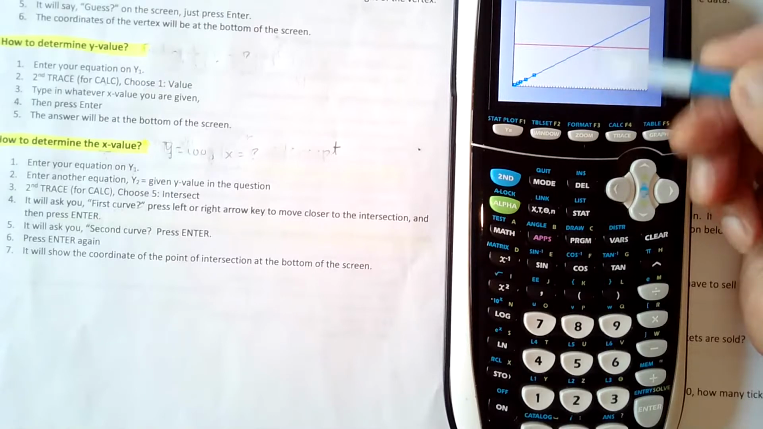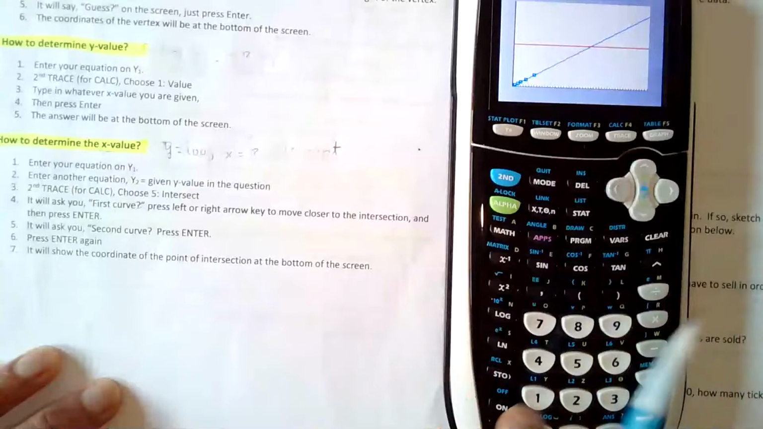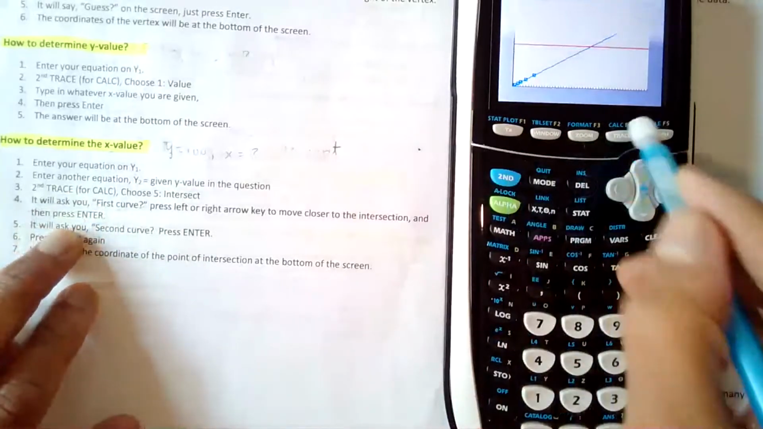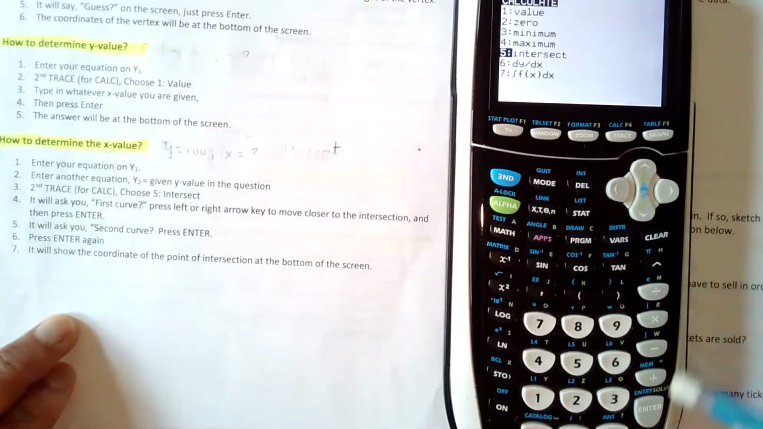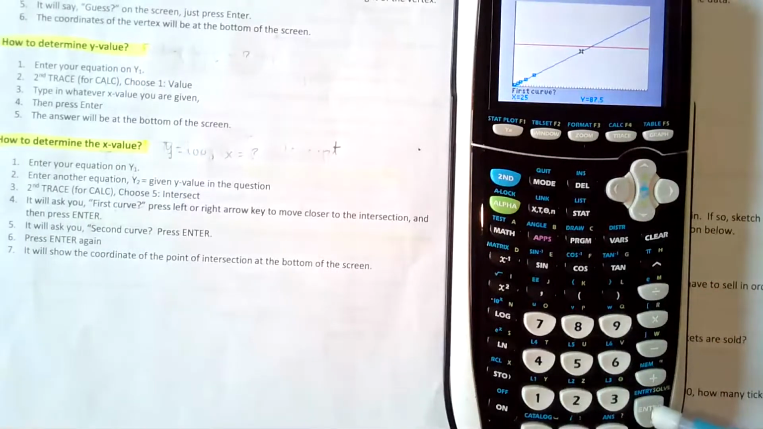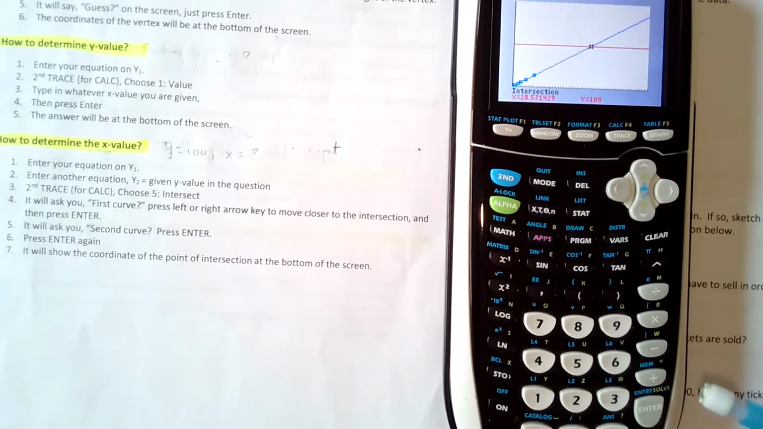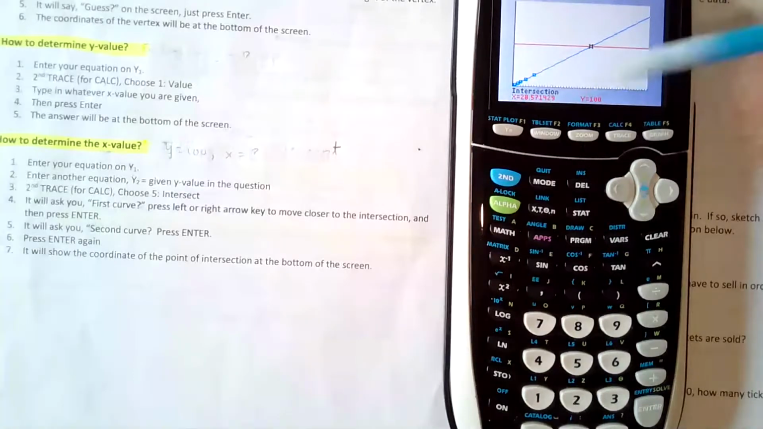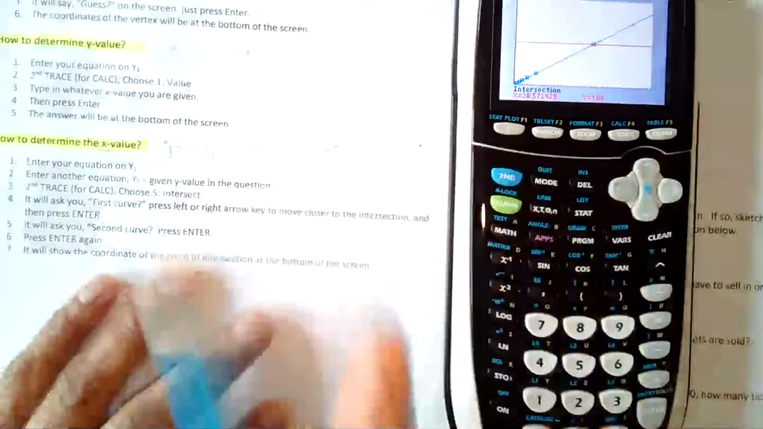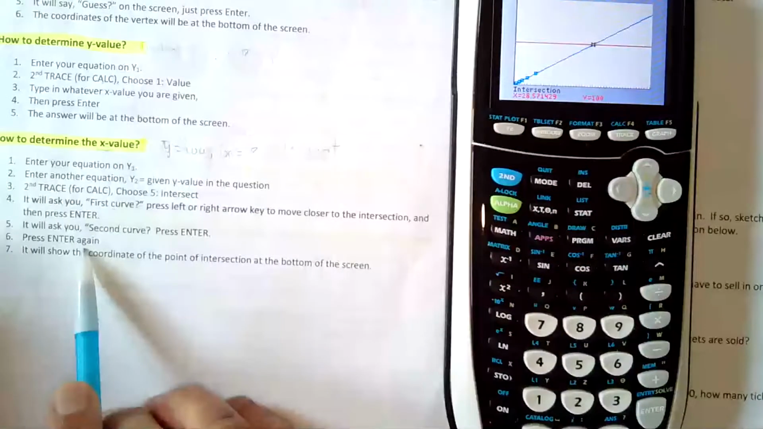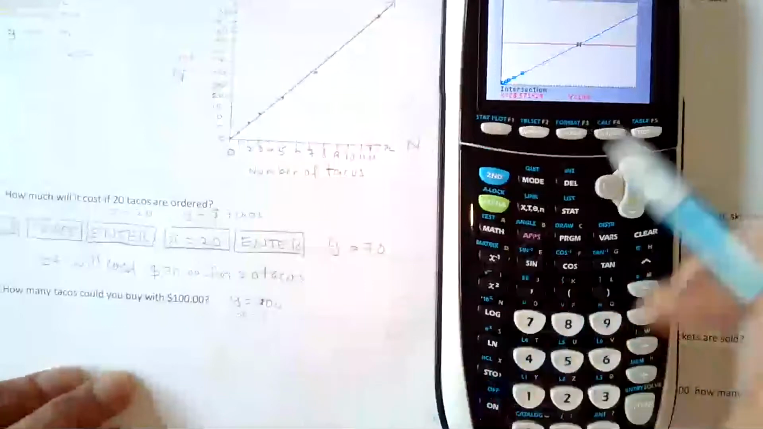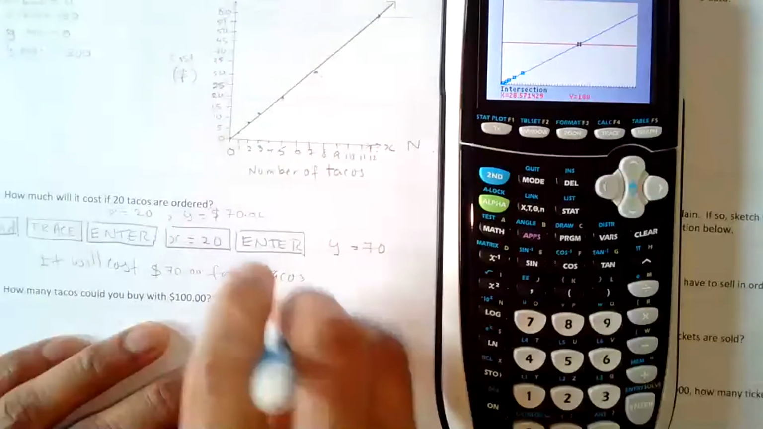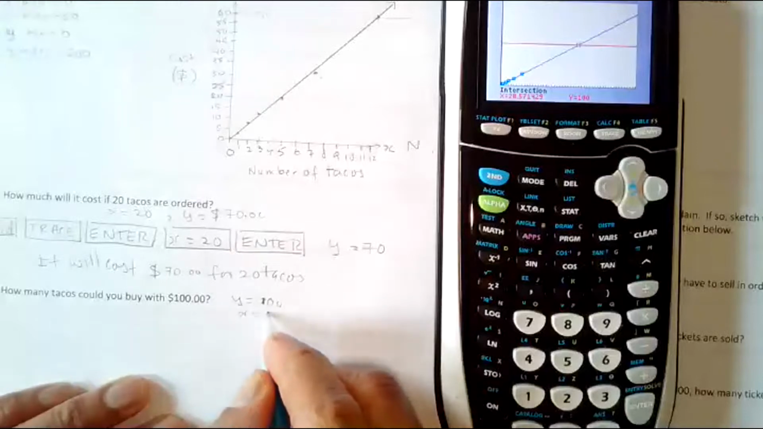So let's go ahead: second trace, number 5, enter, and here you're going to enter 3 times. And there is your y value, 100. So this one can purchase 28 tacos. Now you have to round down because you cannot buy half a taco. They won't give it to you, I doubt it. So in this case, following the instructions, pressing enter 3 times, the number of tacos would be your x value. In this case, 28 tacos.